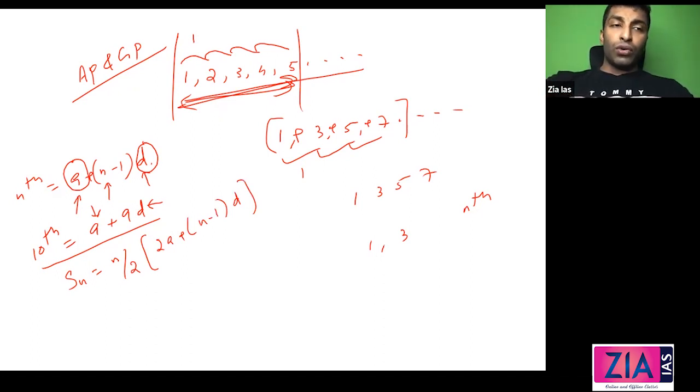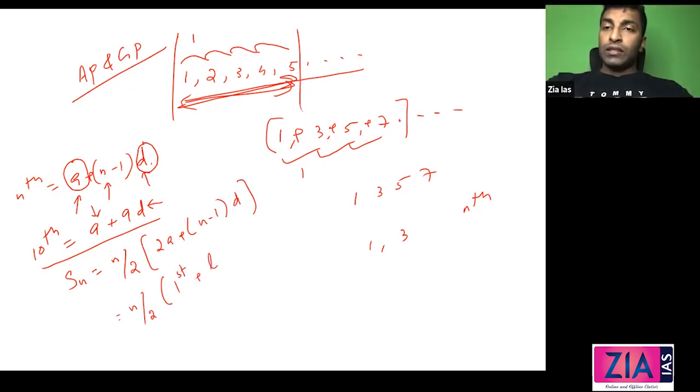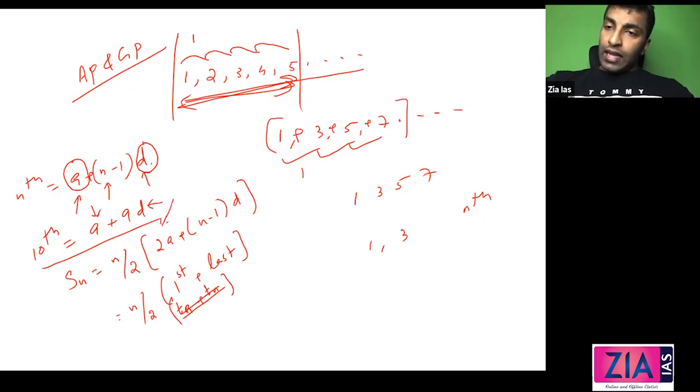Or you can also use this one, n by 2 into first term plus last term. It can be like A plus nth term, or Tn. Some books will say T1 plus Tn, like that. So n by 2 into first term plus last term. Guys, if you look into this one, what is the first term? A. Okay, what is the last term?